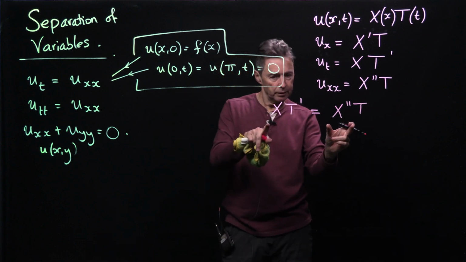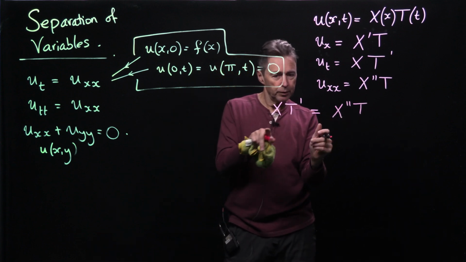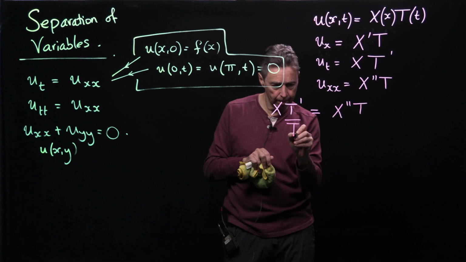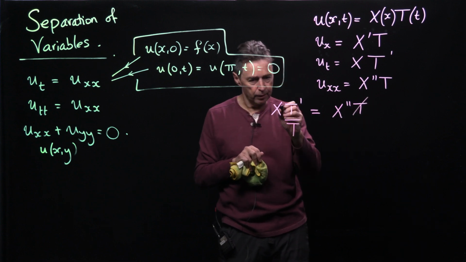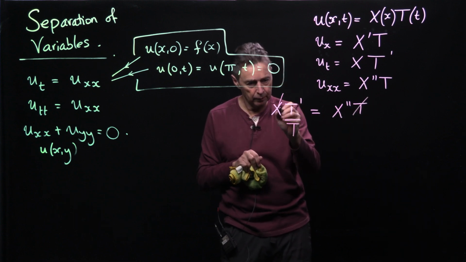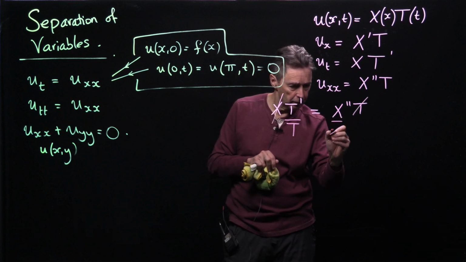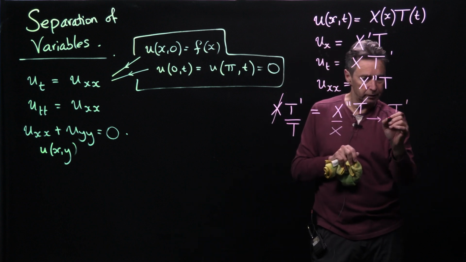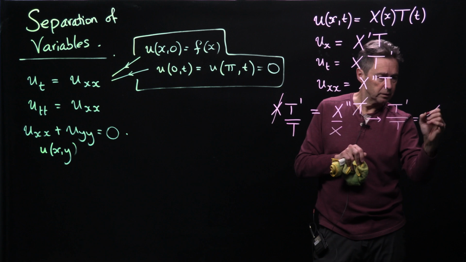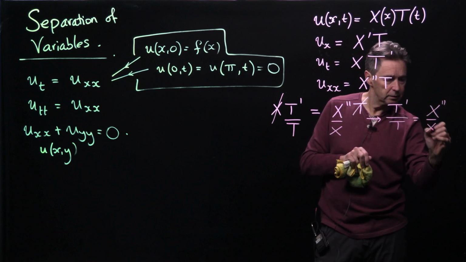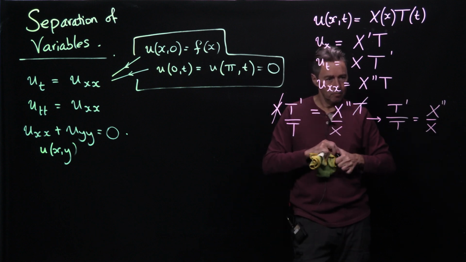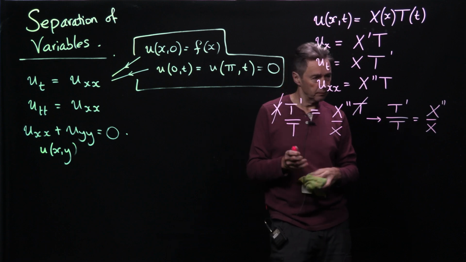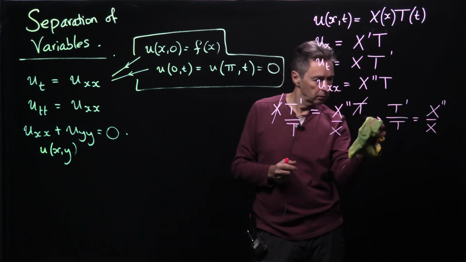The trick now is to manipulate this. I'm going to divide by the big T, and then I divide by the X. So what I get left with at this point is T prime over T is X prime prime over X, which one might regard as not having made much progress.